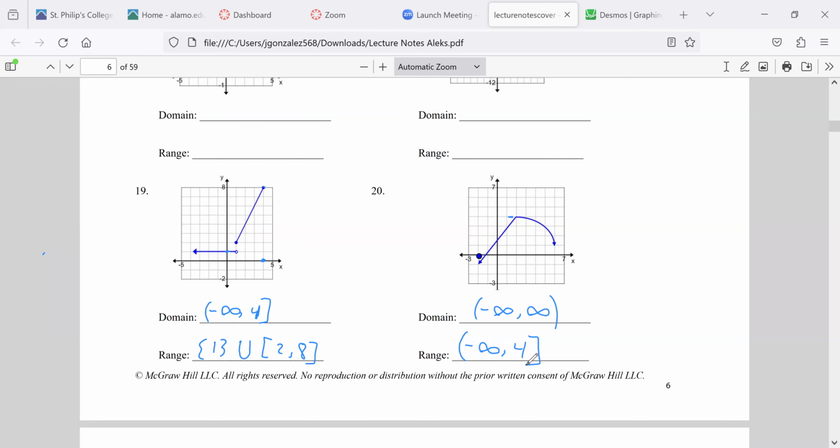Any questions on 19 or 20? Okay, moving on.